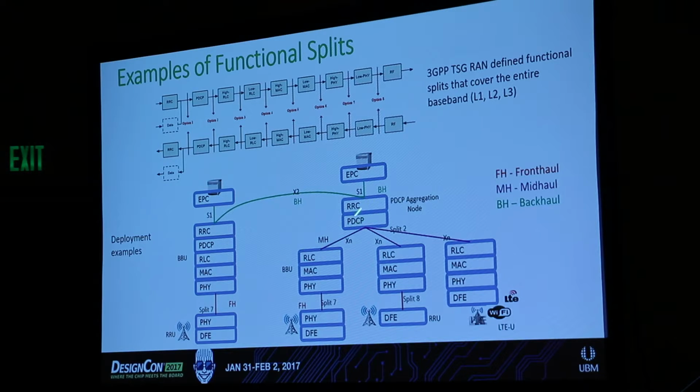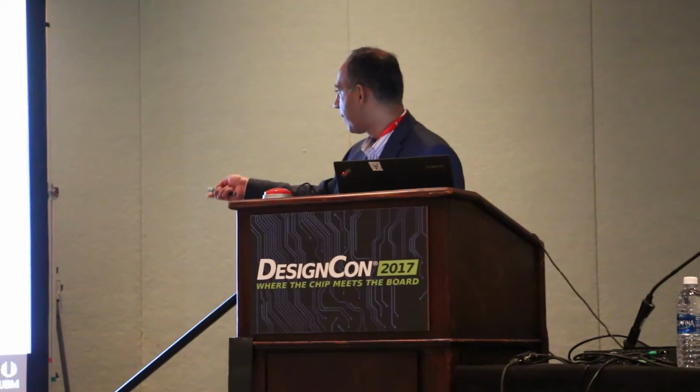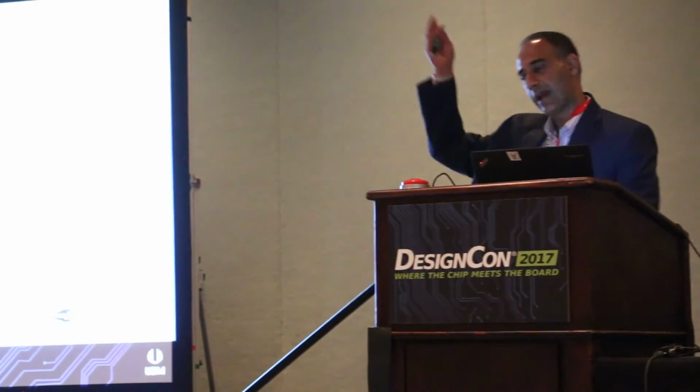So this brings us to the idea of what some people call mid-haul. This mid-haul is a term that has evolved, you hear it in the last couple of years. So you have the front haul, which transports traffic from the baseband to the remote radio head. The mid-haul to enable this PDCP aggregation node, and then the backhaul that takes signals back to the base station.